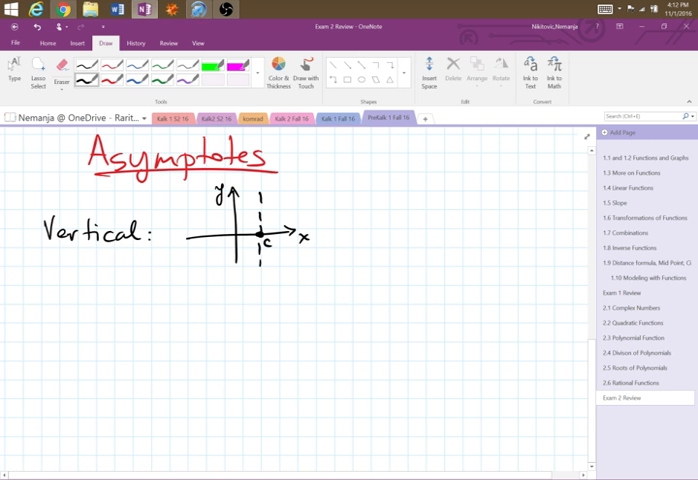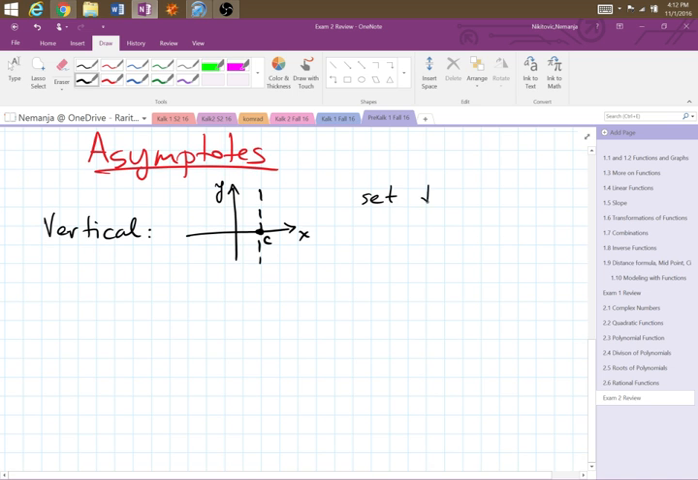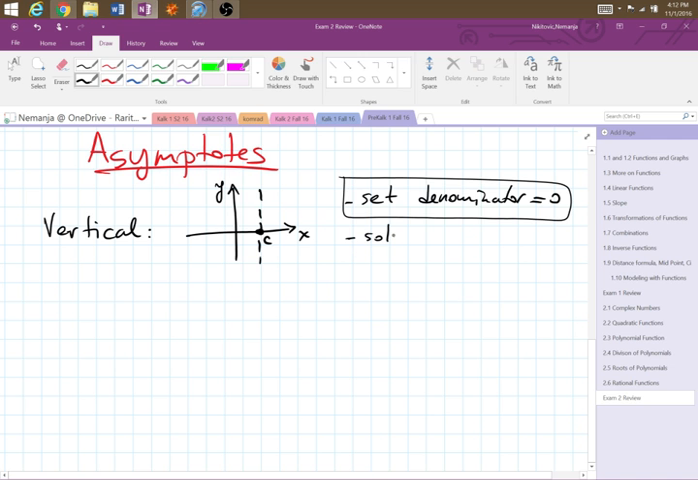How do we find it? Well, for now, we set the denominator equal to 0. That's how we find the vertical asymptotes. Then you solve the equation. I will write in red: watch for cancellations. It's very important.